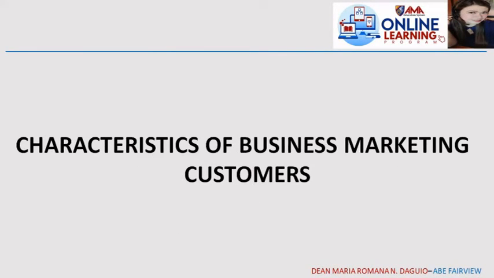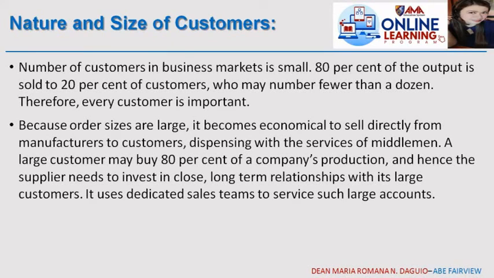So the next topic that we are going to discuss are the characteristics of business marketing customers. First, the nature and size of customer. The number of customers in business market is small. So 80% of the output is sold to 20% of customers who may number fewer than a dozen. Therefore, every customer is important.